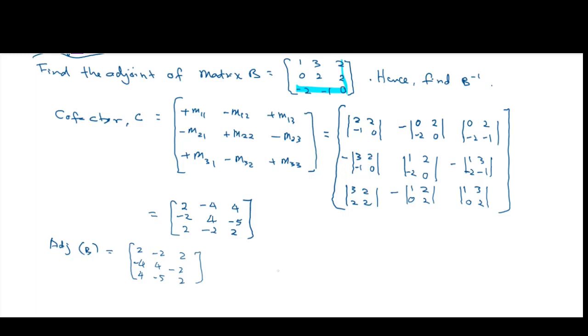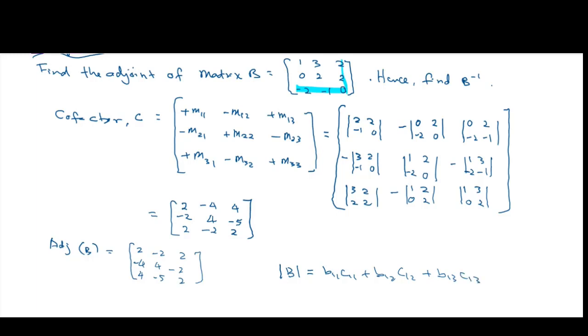To find the determinant, it is easy because we already have all the cofactors. So we can choose any row or any column that we want to find the determinant. Let's say here I want to find the determinant by using the expansion along the first row. So it will be B11 C11 plus B12 C12 plus B13 C13.